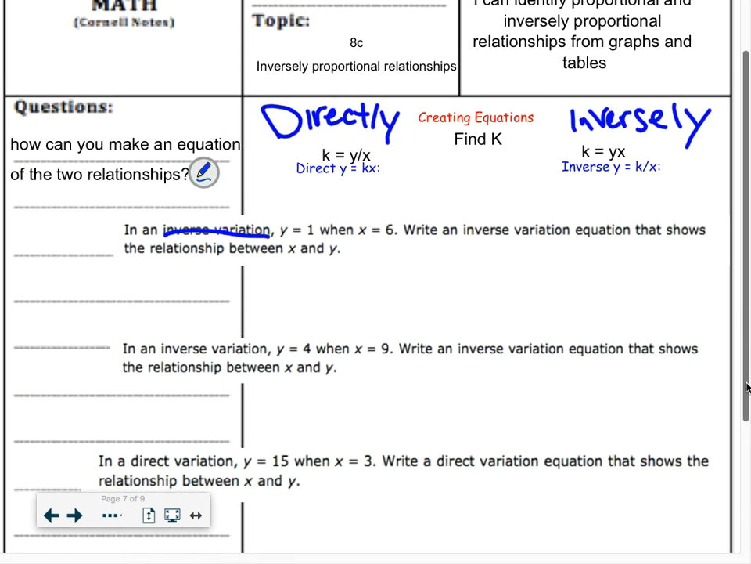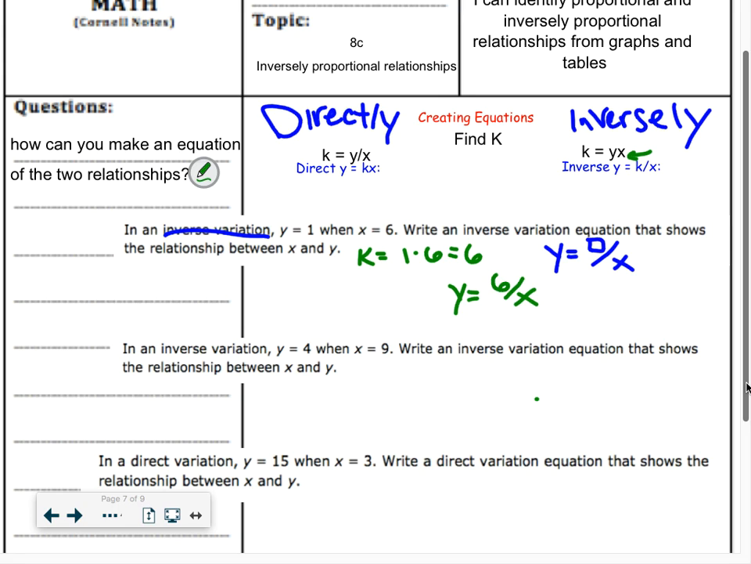In an inverse variation, y equals 1 when x is 6. Write an equation. So inverse equation means y equals something divided by x. I just need to find that something, which is k. Well, k is a product. For inverse, k is a product. So k equals y times x: 1 times 6, which is 6. Your equation: y equals 6 over x.